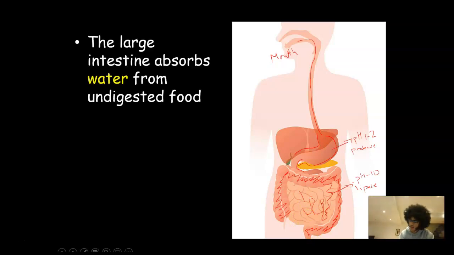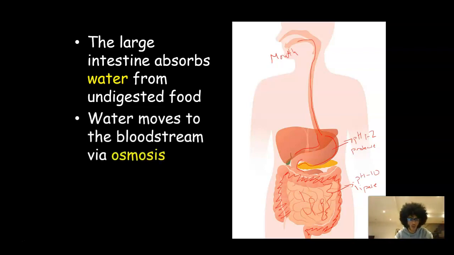The main thing that gets absorbed in the large intestine is water from undigested food, and that water can go straight into the bloodstream in a similar way to how nutrients get absorbed into the bloodstream from the small intestine. Water moves to the bloodstream via osmosis, where it moves from a dilute to a concentrated solution through a partially permeable membrane, which is the surface of the large intestine. Unlike the small intestine, you don't need to know a great deal more than that, but you do need to know that it is water moving, and you should know from prior learning that that process is called osmosis.